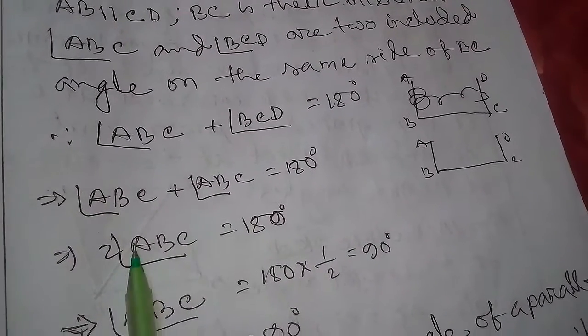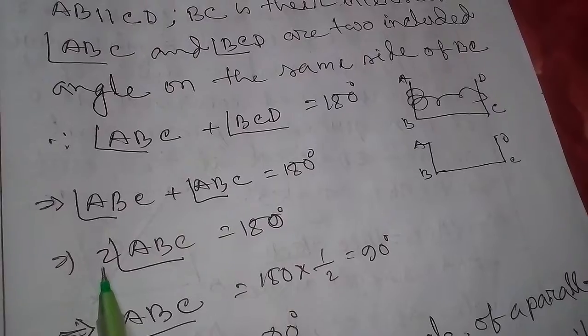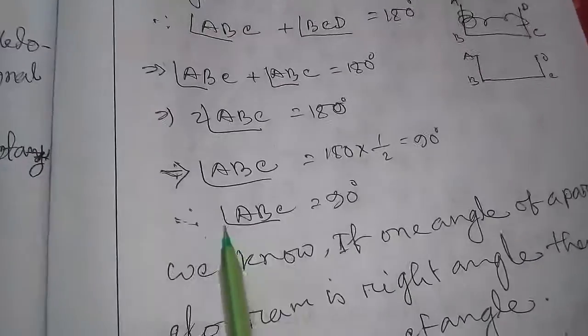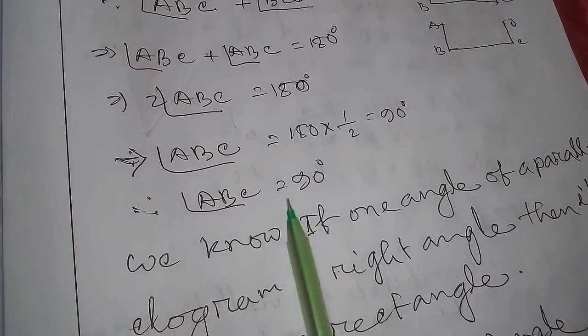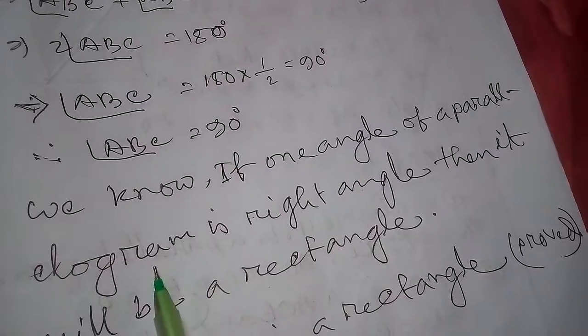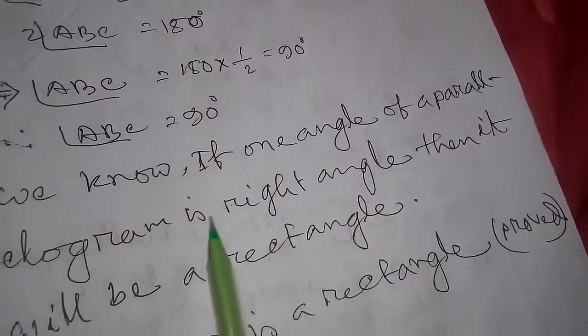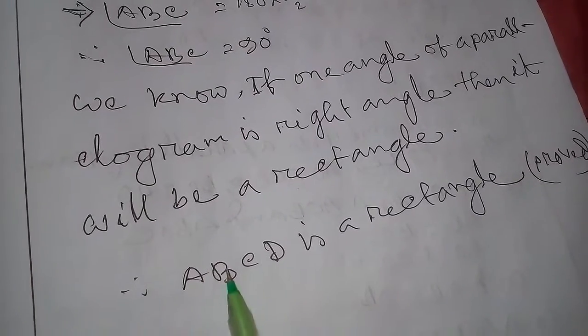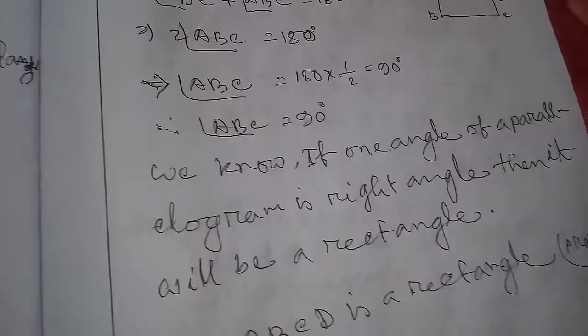So after adding the two, angle ABC plus angle ABC equals 180 degrees, and after calculating we get angle ABC equals 90 degrees. We know if one angle of a parallelogram is a right angle, then it is a rectangle. So ABCD is a rectangle. Hence proved.